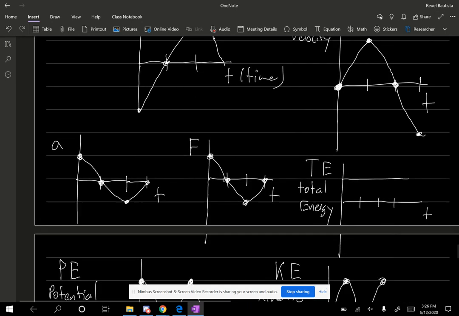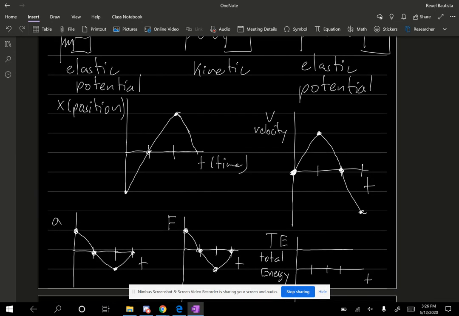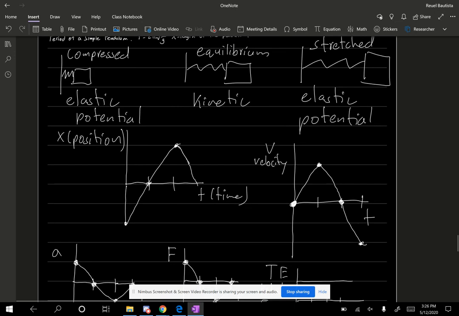Another important thing, the last thing that we're going to cover, are graphs, right? I drew out graphs that are possible, that you can see when it comes to the motion.